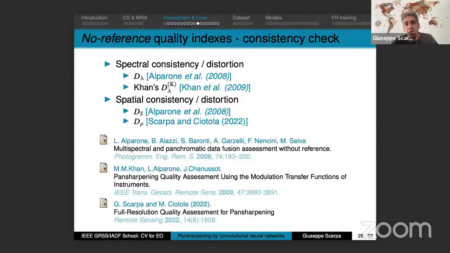Well, in practice, what are the no reference indexes? There are many, and these are just a few meaningful examples. Two popular distortion indexes for spectral consistency check are due to Alparone and colleagues and to Khan and his colleagues, respectively. These are denoted as D lambda and D lambda K. In the same work, Alparone and colleagues also introduce a spatial distortion index, DS. A few months ago, Matteo and I have also proposed a spatial index, that we are going to discuss in a moment.